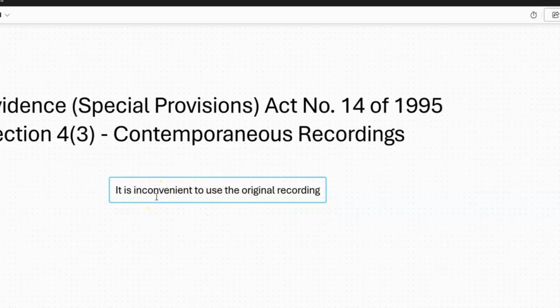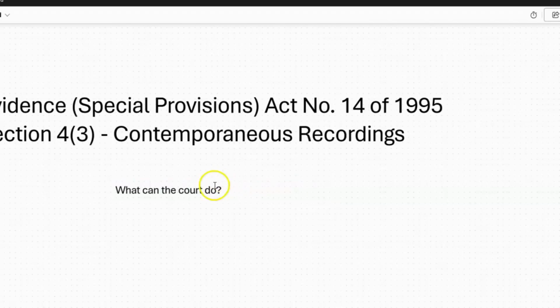It is inconvenient to use the original recording. It means the original recording is too difficult or impractical to present in court. What are the examples? A 10-hour CCTV recording when only 5 minutes are relevant. The next one, a huge database containing only one important record. The next one, a recording is stored in a complex technical format.